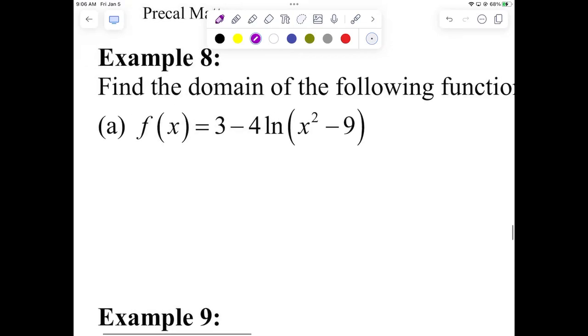So I have 3 minus 4 natural log of x squared minus 9. I can't even graph this one because I can't put it in the standard transformation form because I'm not taking the log of ax plus b. I'm taking the log of x squared minus 9. I don't know how to sketch that because it's a quadratic inside. But I do know how to find the domain. I know that x squared minus 9, the argument, has to be what? Greater than 0. So if this is a quiz question on Monday, you would get a check for setting up your inequality. Now, question to you. Can I solve that inequality algebraically?